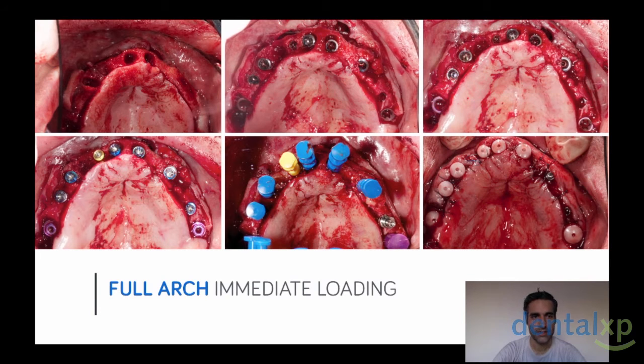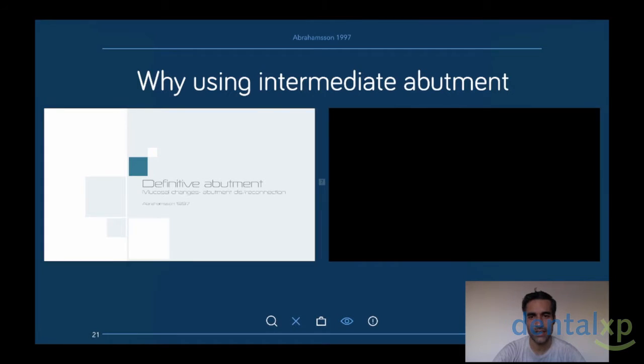Here is our patient. We removed the hopeless teeth, we placed the implants, we did an analogical impression, but you can see in the left bottom photo that all the implants have an intermediate abutment. Why do they have an intermediate abutment?